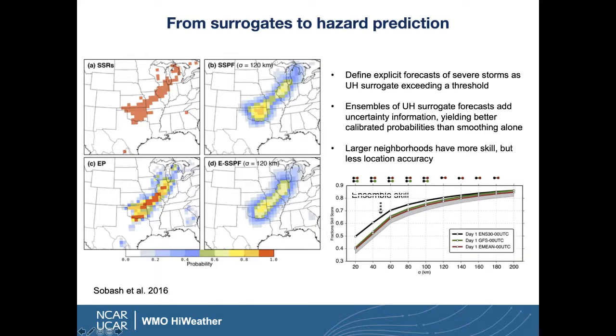And if we do so, again, we're using fraction skill score, so larger values are better. We can see that those ensemble predictions of storm surrogates have substantial value in terms of providing enhanced predictive skill. And as we go to larger neighborhoods, we can see that that skill improves, but then we lose precision in terms of where severe storms are likely to occur in a given forecast.